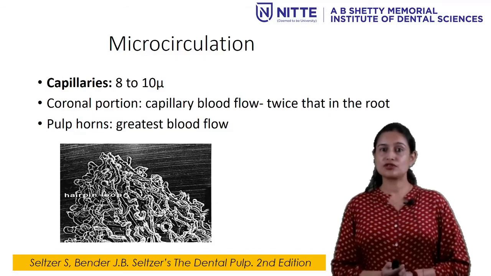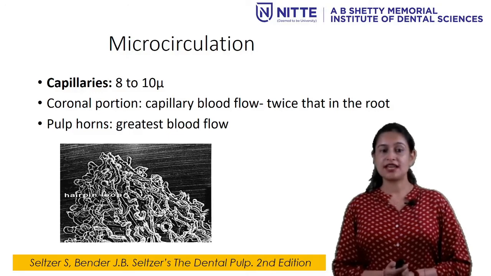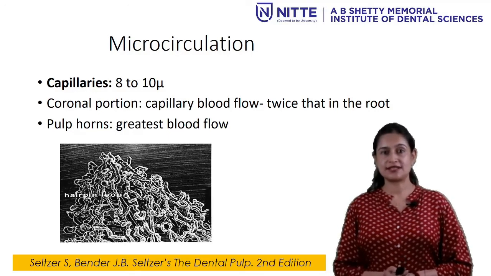The microcirculation also contains capillaries which are 8 to 10 micrometers in diameter. In the coronal portion, the capillary blood flow is twice of that which is seen in the root. In the pulp horns, the greatest blood flow is seen.